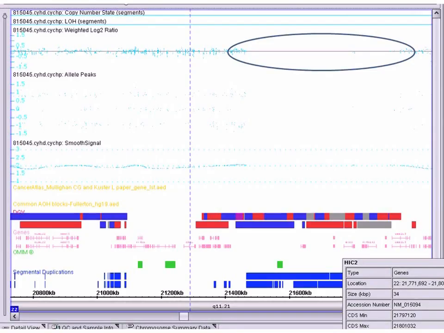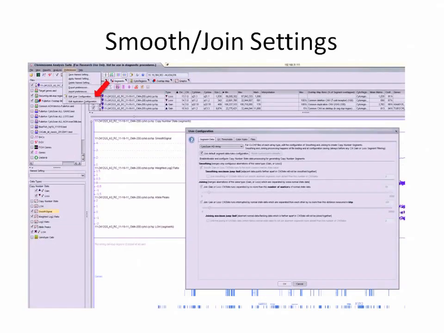It's not there in CHAS because these probes are noisy. They sit on top of a segmental duplication-rich region. They don't behave well, so they got silenced in CHAS. But they didn't get silenced in Nexus because Nexus had a different algorithm. So anyways, that's just one example of how you need to understand the differences between the software you're using. This is another area where I would change default settings. The smooth joining segments setting, you can change it up here under preferences and edit user configuration.